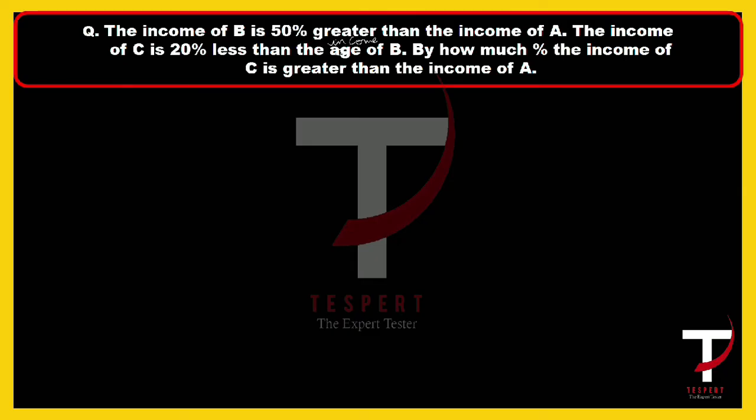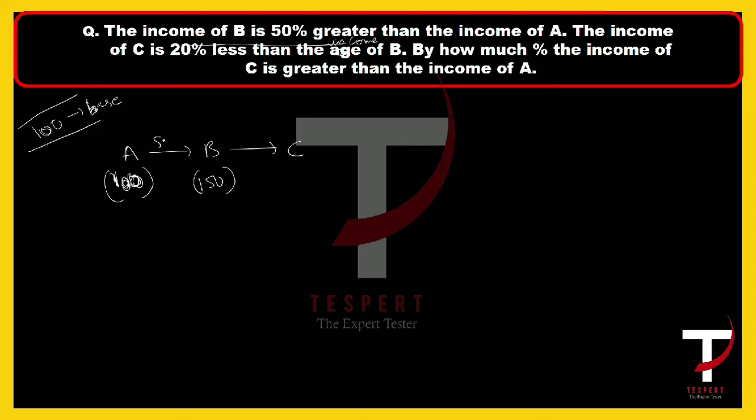Let us take A, B, C. Let us assume the income of A to be 100. In percentages, just remember this funda: as far as possible, consider 100 to be the base, so that you can calculate quickly. So A is 100. Income of B is 50% greater than income of A, so 100 becomes 150, because 100 plus 50% of 100, which is 50, gives 150.